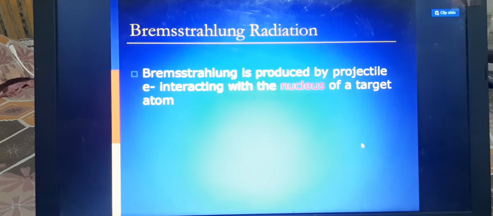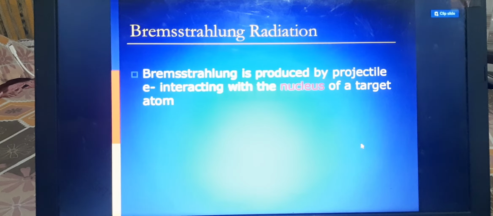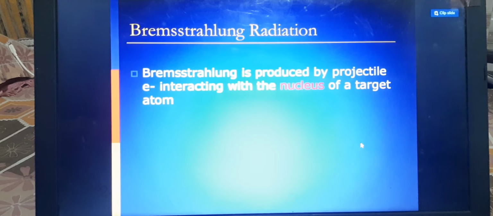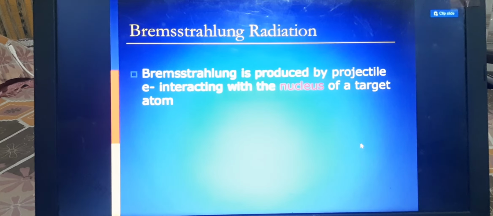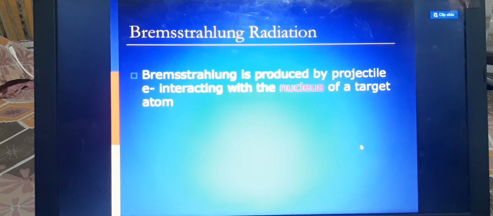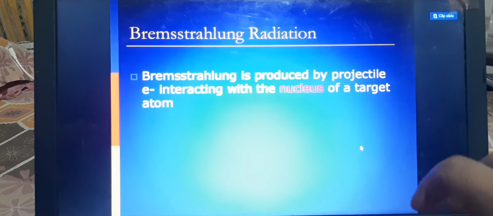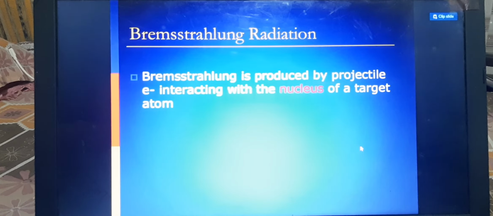Come to the next: Bremsstrahlung radiation. Bremsstrahlung means anything which comes in the form of breaking down. It is produced by a projectile electron interacting with the nucleus of a target atom.